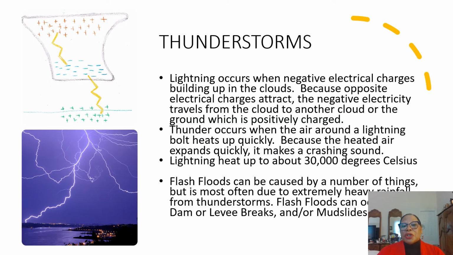Lightning occurs when negative electrical charges build up in the clouds. Because opposite electrical charges attract, the negative electricity travels from the cloud to another cloud or the ground, which is positively charged. Thunder occurs when the air around a lightning bolt heats up quickly, and the heated air expands quickly. This causes a clashing sound. Lightning heats up to about 30,000 degrees Celsius.